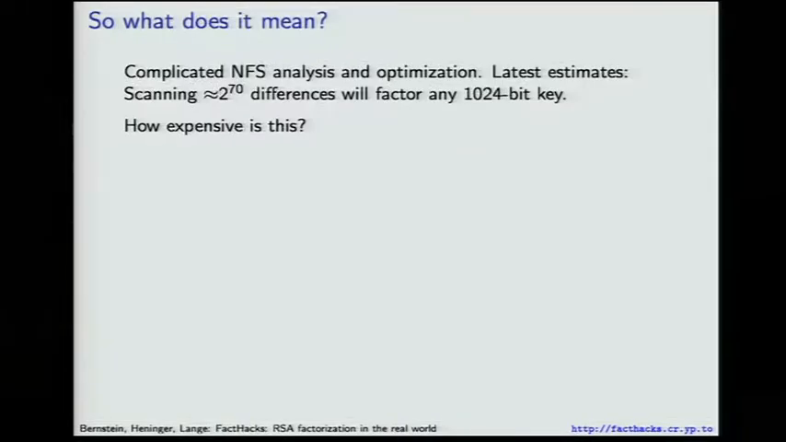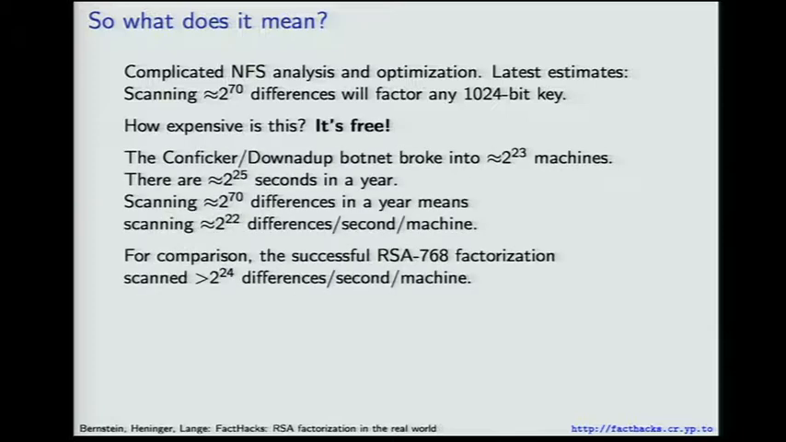All right, what does this mean? Can the attacker actually do the number field sieve once they've put in all these optimizations? Well, if you look carefully at the analyses of the number field sieve, only about 2^70 differences, things like these a squared minus n's, need to be looked through. If you scan 2^70 of those properly, find easy factorizations, and do linear algebra, you will factor any 1024-bit key. Now 2^70, how big is that number? Well, it's actually small enough that you can do this computation on your favorite botnet.